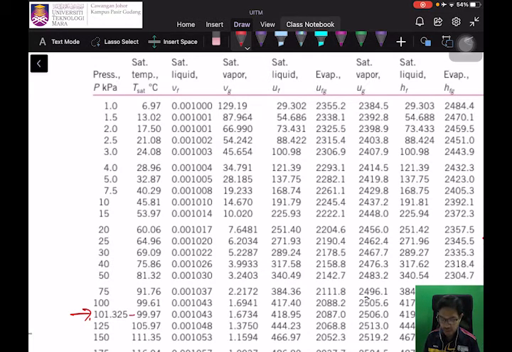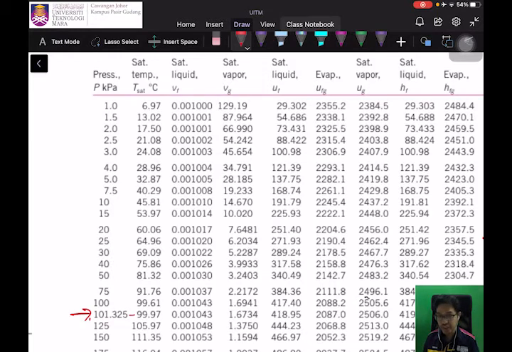Okay, so theoretically you can get this value, which is basically, this table is developed from a correlation equation. But if you want to get the real value, you need to run the experiment and get the exact value, right? So you will make some comparison between this theoretical saturated temperature and the experimental saturated temperature.